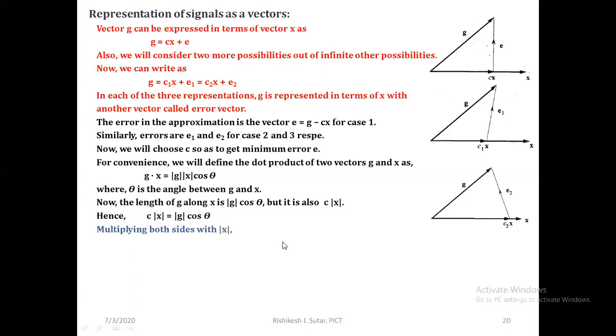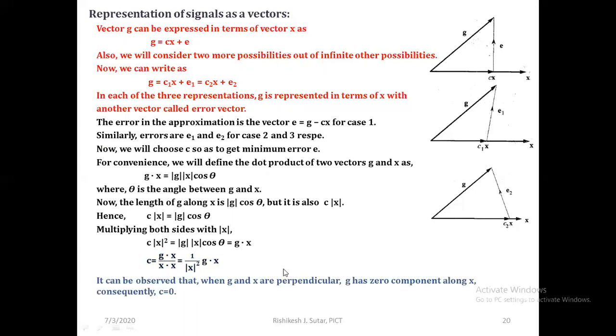We will multiply both sides with mod x, so I can write further c mod x square is equal to mod g mod x cosine theta, and mod g mod x cosine theta is equal to g dot x. So further I can write c equal to g dot x divided by mod x square, which I can write as x dot x. So ultimately c is equal to 1 upon mod x square into g dot x.